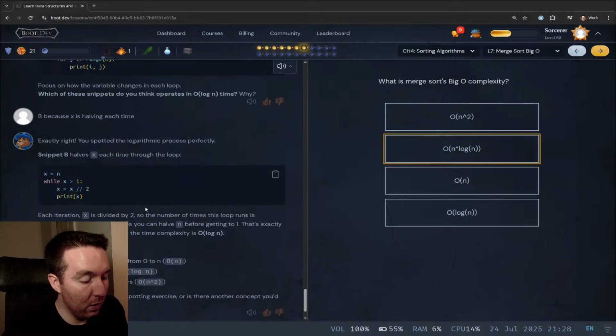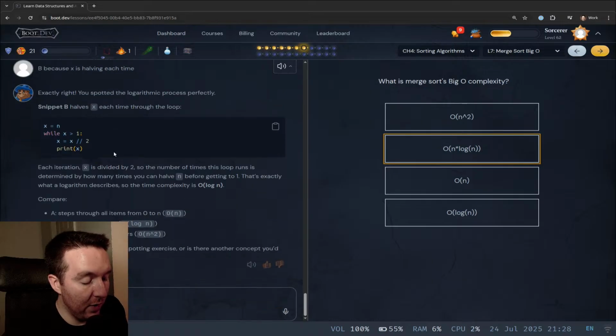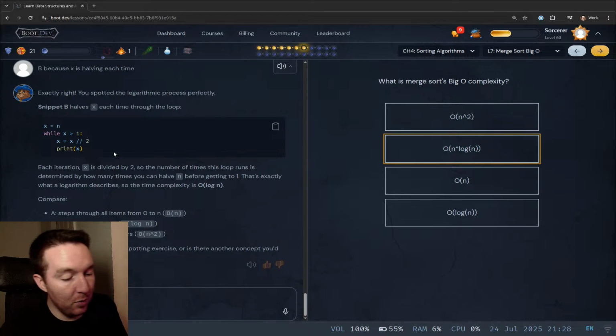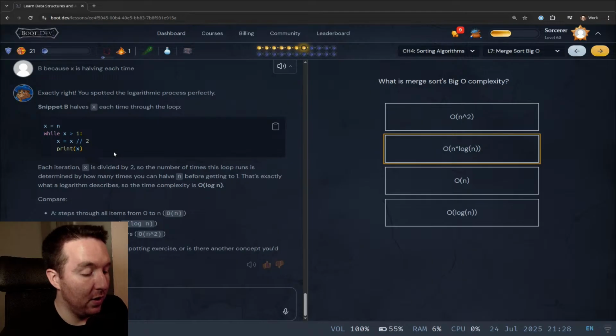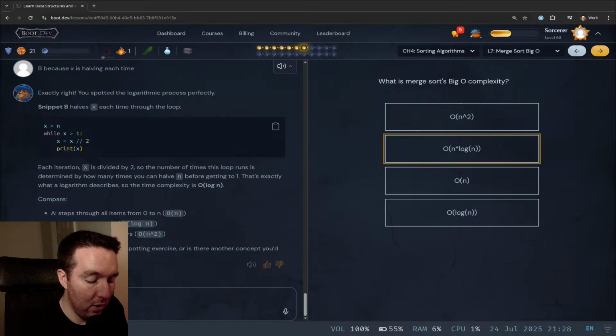Exactly right. You spotted the logarithmic process. Snippet B halves x each time through the loop. Each iteration is divided by 2, so the number of times this loop runs is determined by how many times you can halve n before getting to 1. That's exactly what logarithmic describes. Is logarithmic the same or similar to exponential?